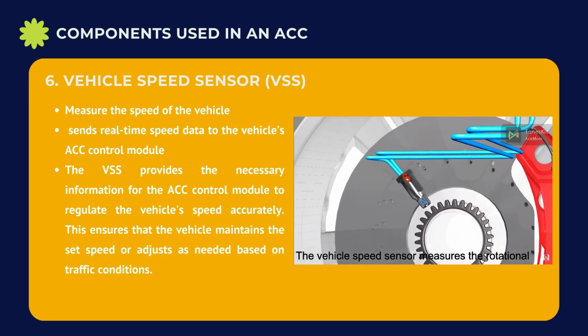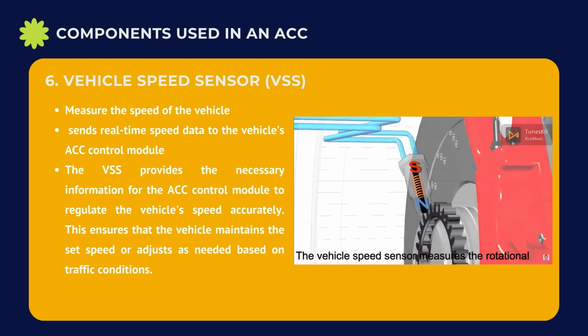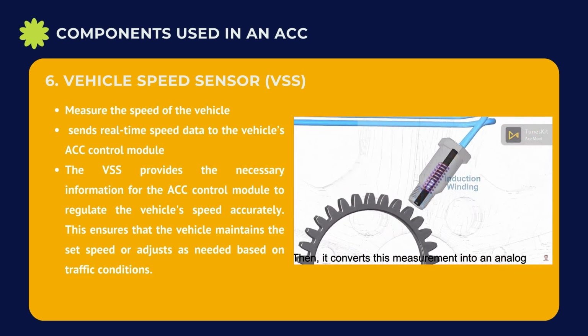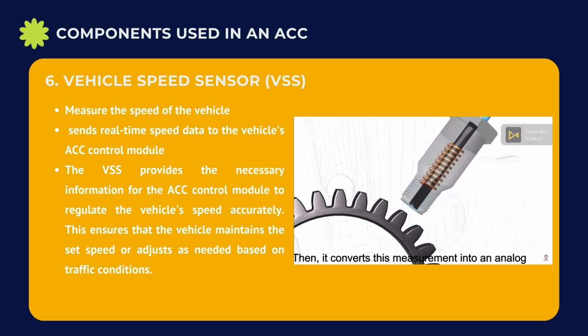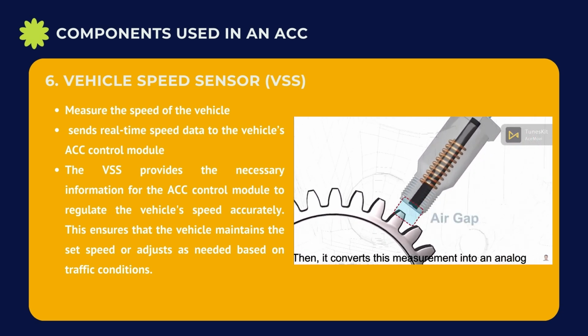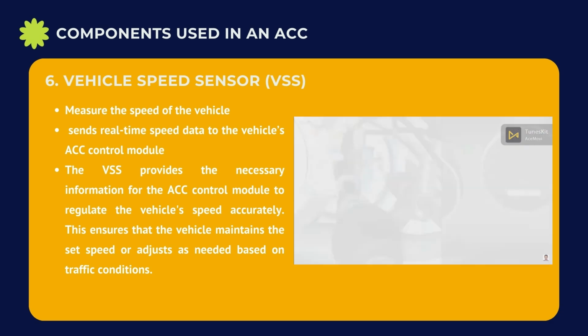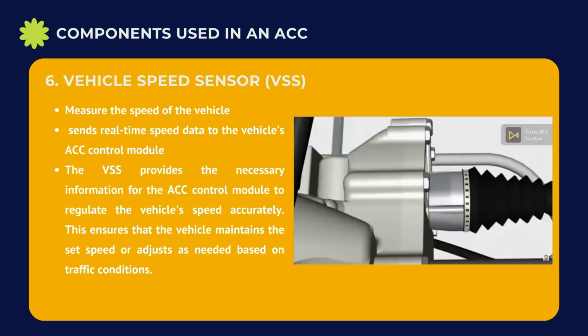The vehicle speed sensor, also known as the VSS, is used to measure the rotational speed of the gear in the transmission system. The VSS provides the necessary information for the ACC control module to regulate the vehicle speed accurately. This ensures that the vehicle maintains the set speed or adjusts as needed based on the traffic conditions.